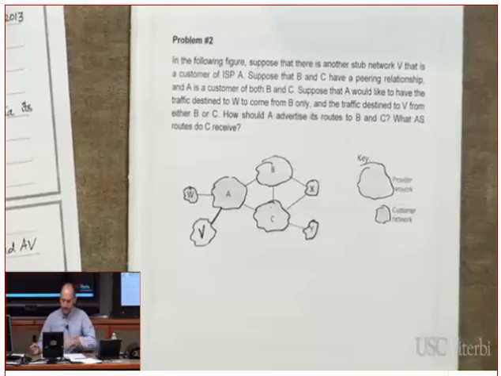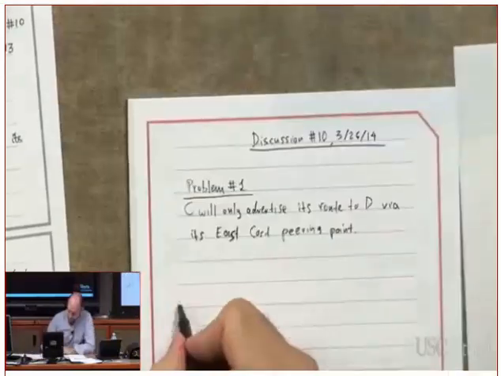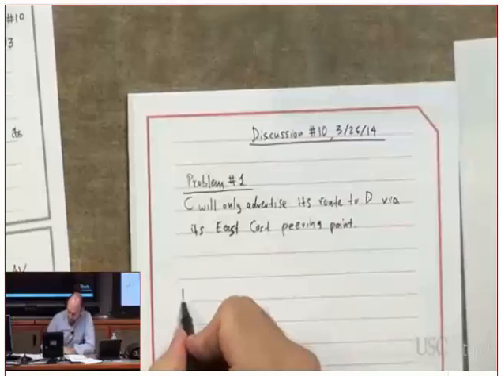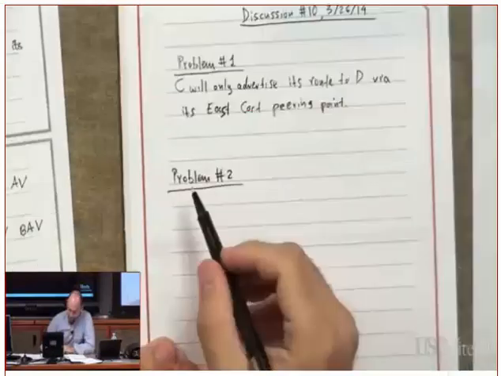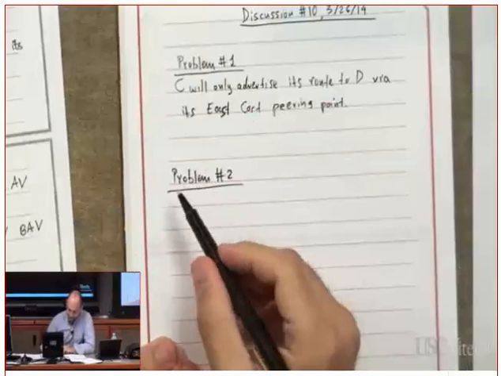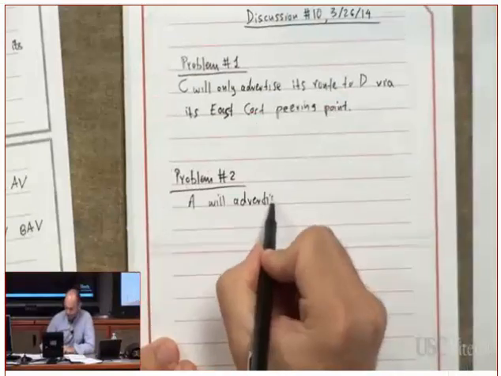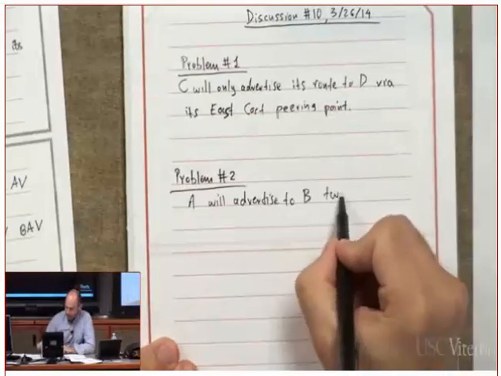And what is going to B and C? B and C now exchange. Basically, how should A advertise its routes to B and C? That we answered. What autonomous system routes does C get? So C will receive some information from B too, right? Also, B will advertise to C two routes.